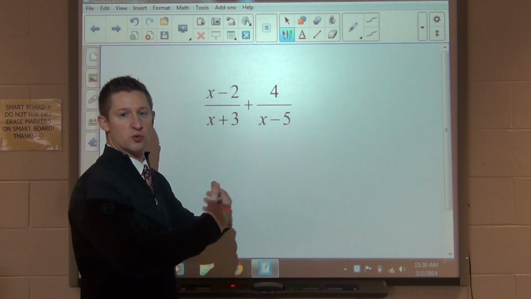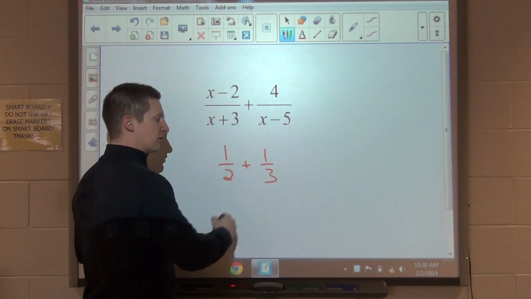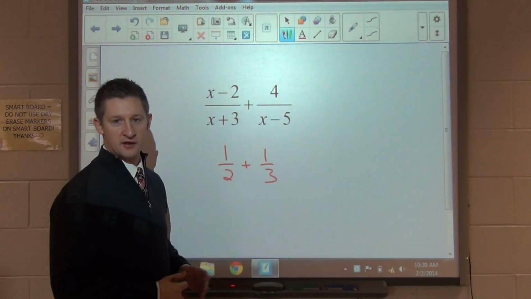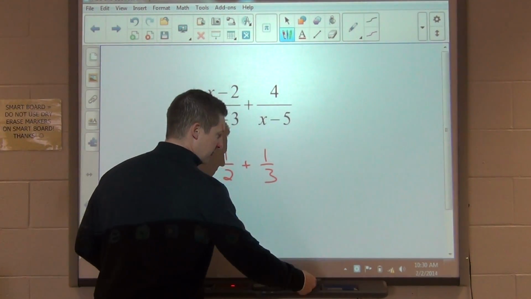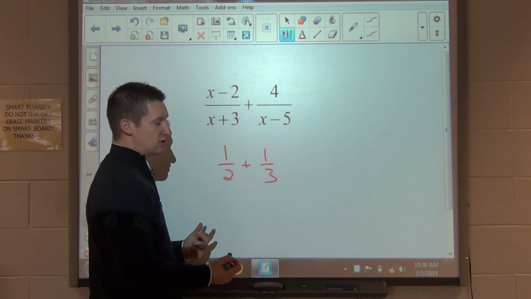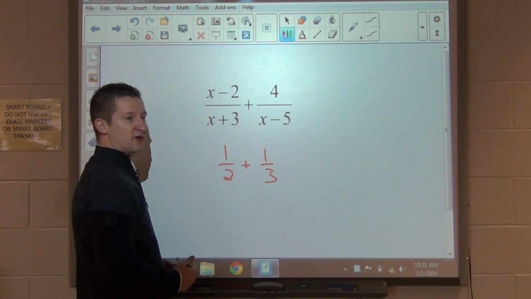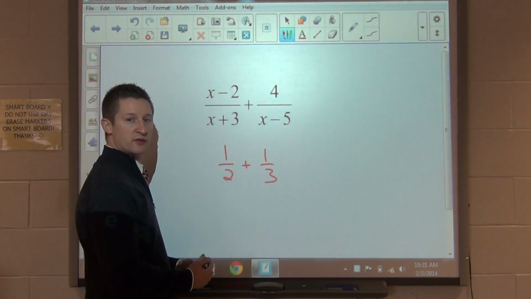Thinking back to when we were just working with regular fractions, this would be as if I took 1/2 plus 1/3. In this case, 2 and 3 are not common denominators. The least common denominator, least common multiple of 2 and 3 would obviously be 6, which is the product of 2 times 3.